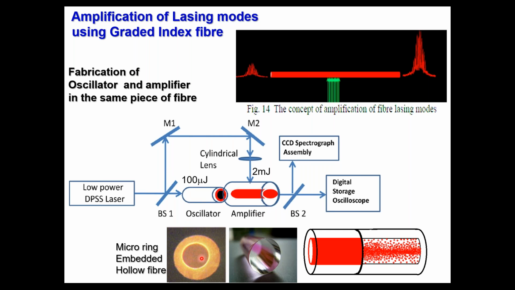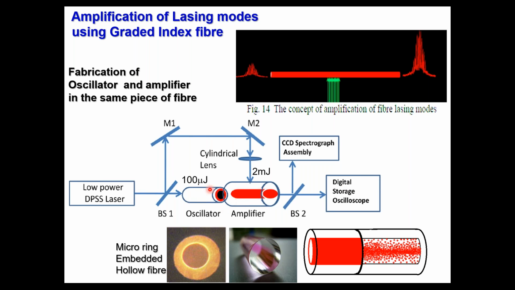So the oscillator is going to be a micro ring embedded hollow structure which generates only a single mode, and the amplifier is going to be a graded index fiber, and this single mode is coupled to this amplifier so that it can amplify that single mode. This is schematically represented here, but this is a multi-mode that is shown, but it can very well amplify the multi-mode as well, or even if a single mode is given in, the amplifier can amplify that single frequency. That is the concept.